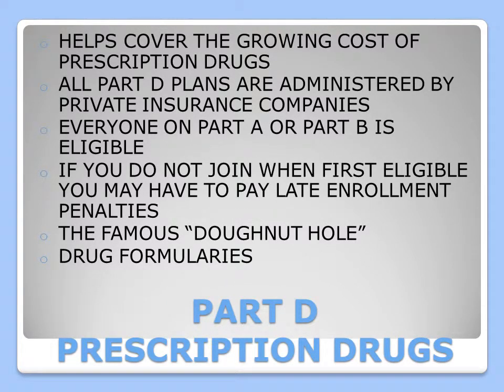Many people will take a Part D plan when they first get onto Medicare simply because the cost of prescription drugs is going higher and higher, and people need assistance with those costs. All Part D plans are administered by private insurance companies, and anybody that's eligible for Part A or Part B of Medicare is eligible to join. If you don't join a Medicare Part D plan when you're first eligible in some form, you might have to pay late enrollment penalties in the future if you didn't have something called creditable coverage, which is a prescription drug plan that was equal to or greater than the average Part D plan.